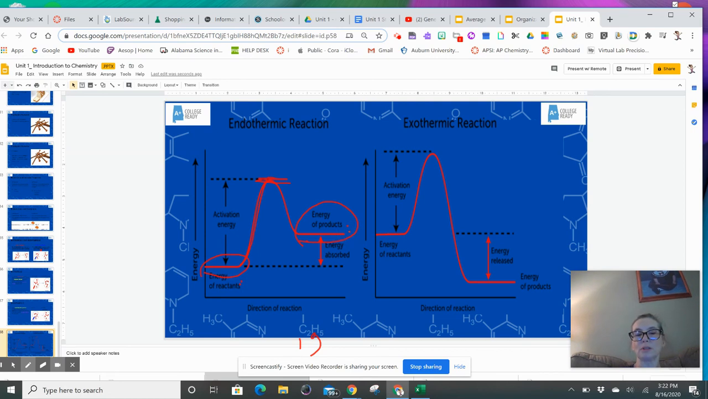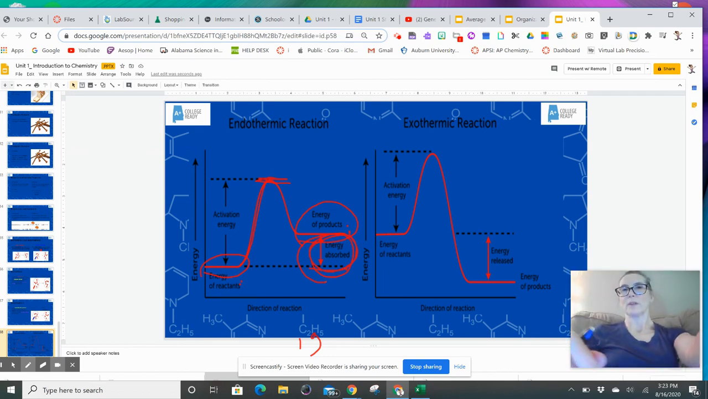Now, if you'll notice, the products are higher than the reactants. So this is the amount of energy that gets absorbed in that endothermic process. Remember, in an endothermic process, we're taking in energy. So the amount of energy that gets taken in is the difference between the energy of the reactants and the products. For an exothermic reaction, it's the opposite.